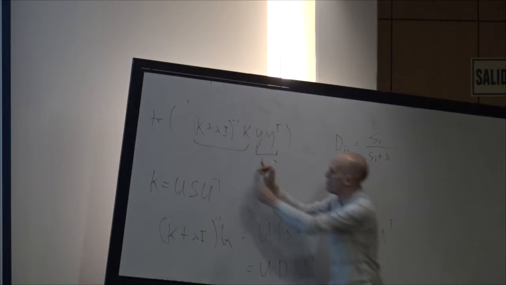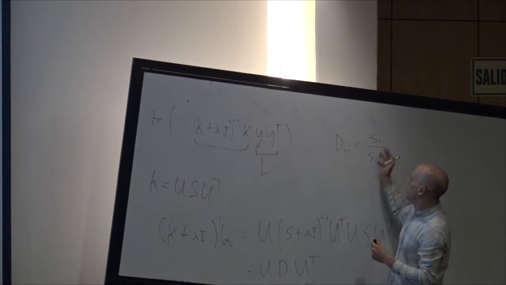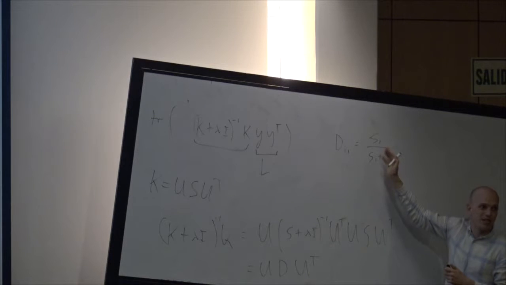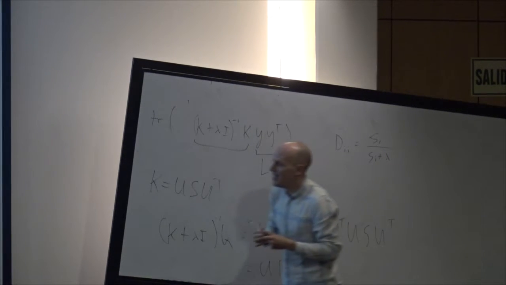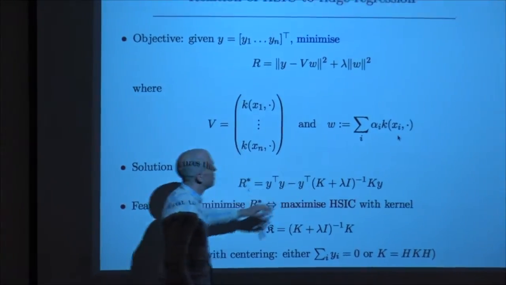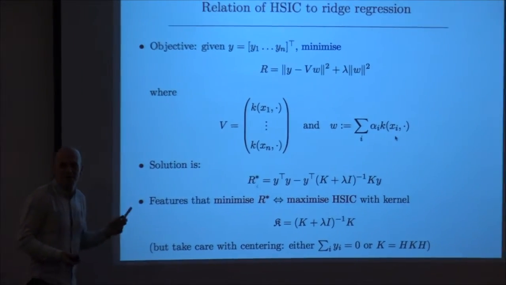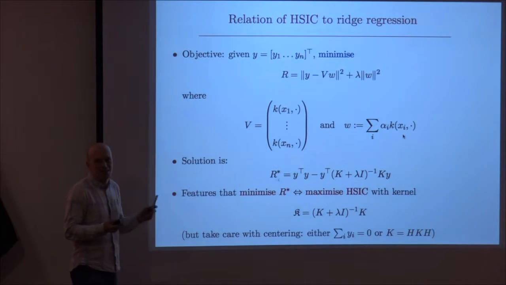So this is just a fancy kernel between the inputs. But what I've done is modified the kernel by doing a sort of shrinkage operation on its singular values. So what I've shown is that if you do ridge regression with a linear kernel on y, it amounts to doing HSIC. So this is again just an instance of HSIC.